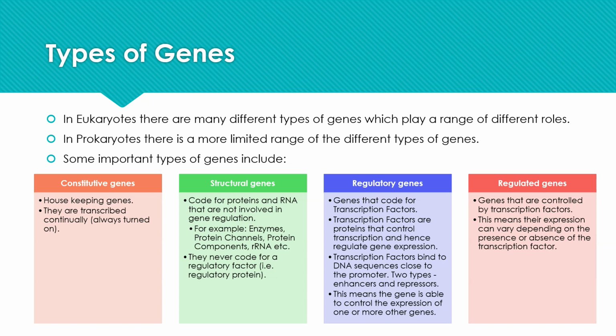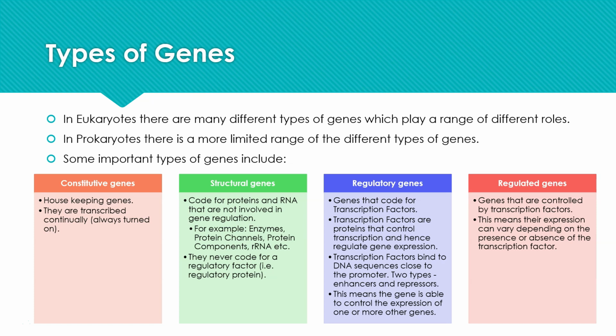What transcription factors do, and we learn about these again a bit later, is they will bind to DNA sequences close to a section called the promoter, and you generally have two types of transcription factors, either an enhancer or a repressor. Sometimes the enhancers are called activators. So regulatory genes produce things that will regulate and control other genes.